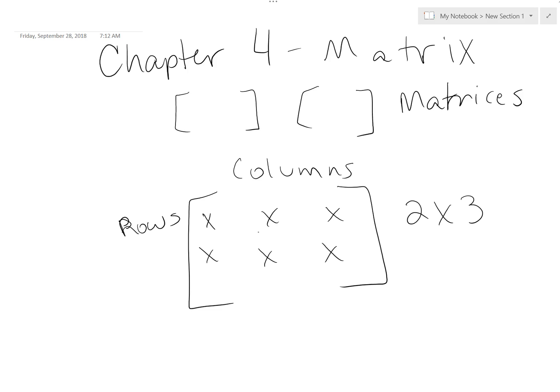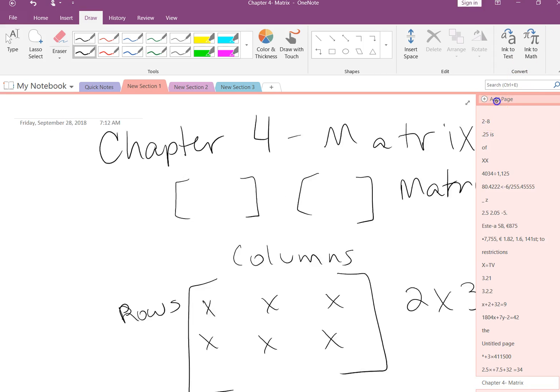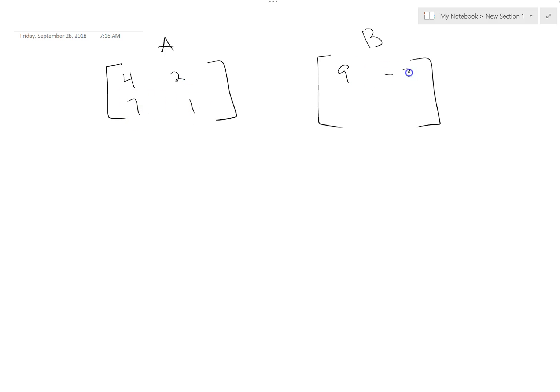Let's see what else they're going to have you do. They're going to have you subtract and add, which works whenever you have the same number of rows and columns in each one. So let's do a practice problem. If I have a matrix, we're going to call this one A and this one B. So if I have 4, 2, 7, 1, and 9, -3, 0, 5.